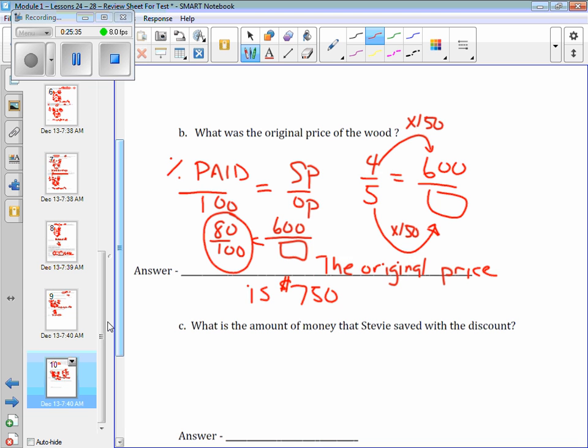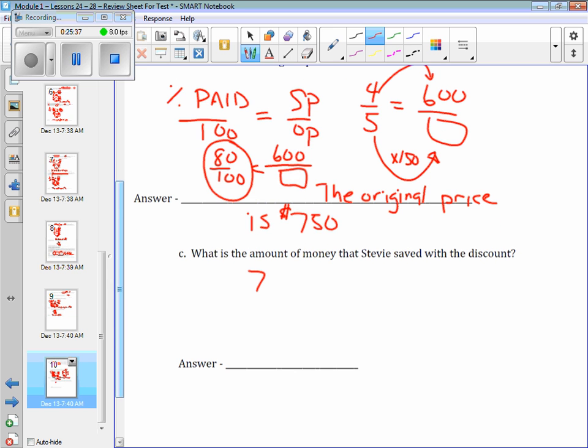Finally, the amount that he saved is going to be the original minus the sales price, and he saves $150.